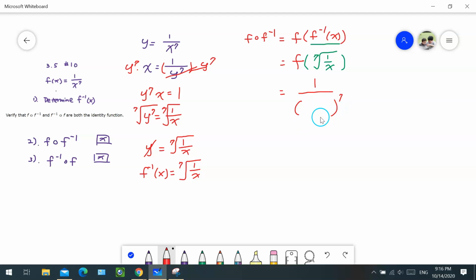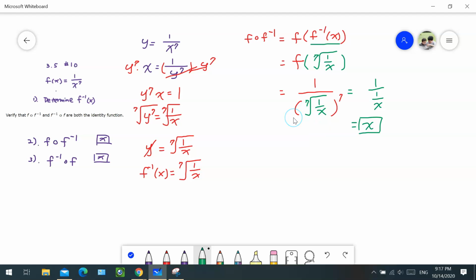When I write the x, I keep the x blank. Why do I do that? Because the x is no longer just x. The x has been changed into the 7th root of 1 over x. And then this power 7 cancels out with the 7th root. So this fraction turns to 1 over 1 over x, which is x. So we have proved when f composes with f inverse, the output is x.